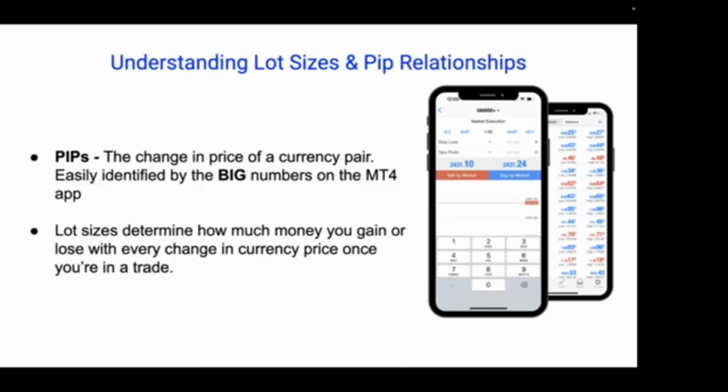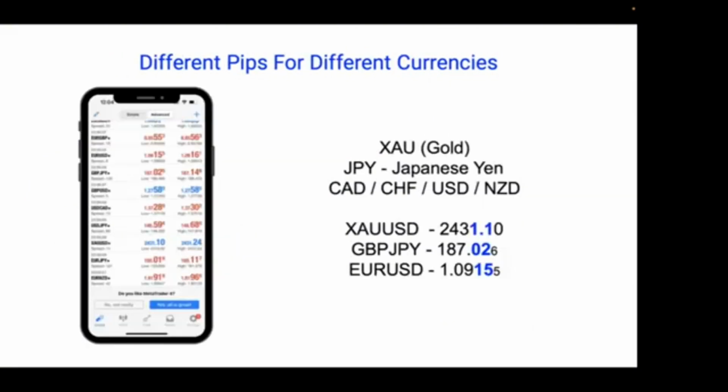So next, as we go into the next bit, we're going to teach you about understanding lot sizes and pip relationships. Pips change in price on every currency pair. They're identified as the big number on MetaTrader 4. So you can see here, the big number is the pip. You can see on the right-hand side here, 46, 43, 25. The lot sizes determine how much money you're going to gain or lose with every change in the currency price. This is something that I would love you guys to learn, pay attention to, write this down.